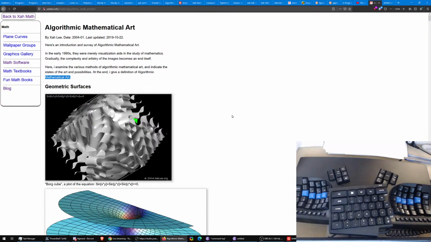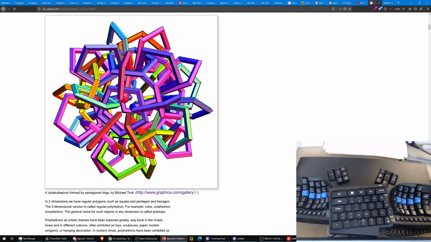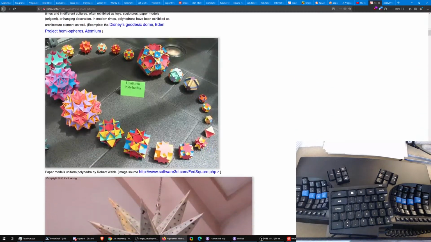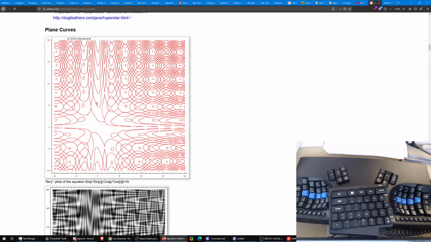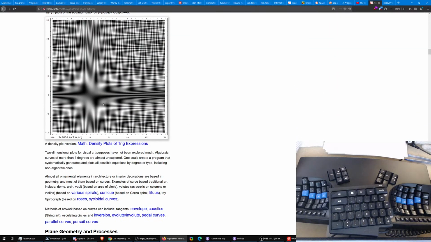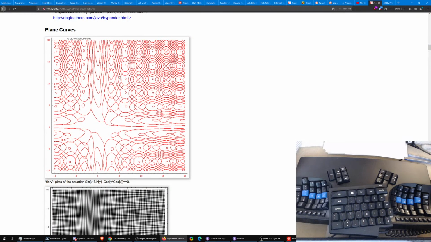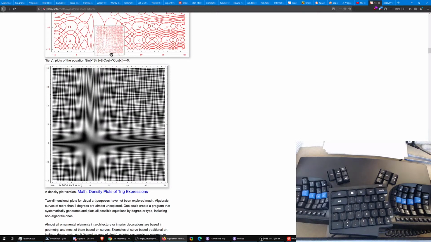The first part is an outline of all the different mathematical arts. Here's another type, related to regular polyhedrons or polytopes. Then you have plane curves. Now this is not the boring trigonometry you see in your math classes. When you see this, it makes you want to be a mathematician. But it's trigonometry. This one, for example, is a trig equation.